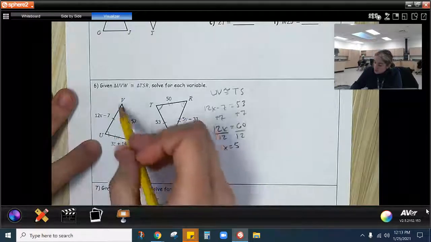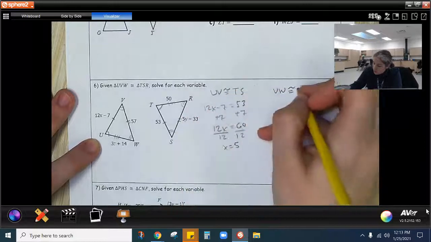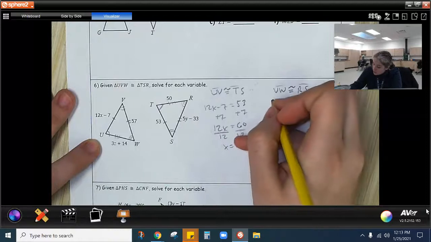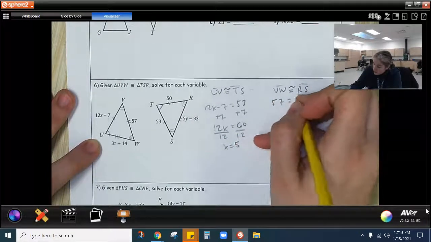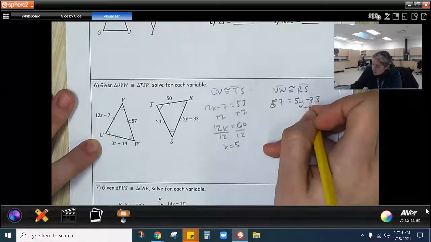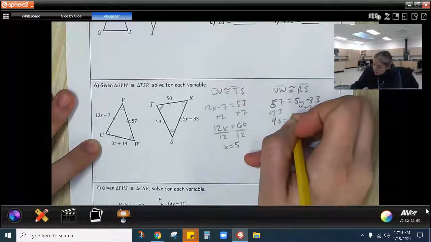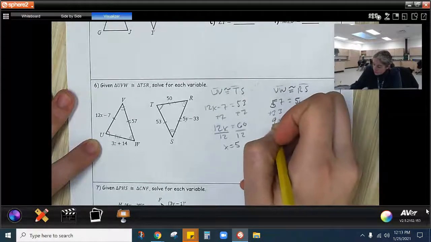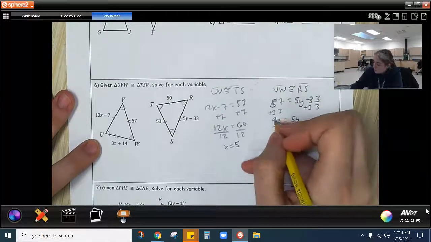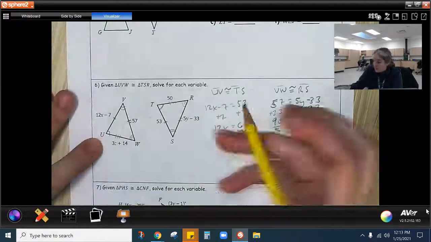For our next one here, let's do VW. Is congruent to, it's got 2 tick marks, so it's congruent to RS. So that means that we have 57 is equal to 5y minus 33. I add 33 on both sides. 90 equals 5y. So y is equal to, I don't know why I have a hard time doing that today. I think it's 18. It is 18.